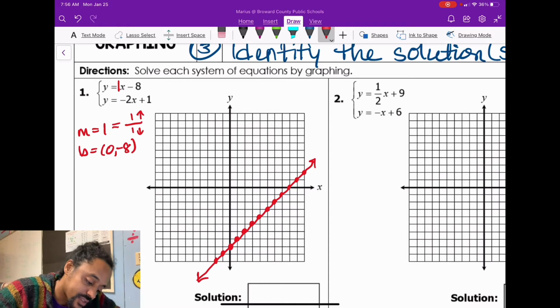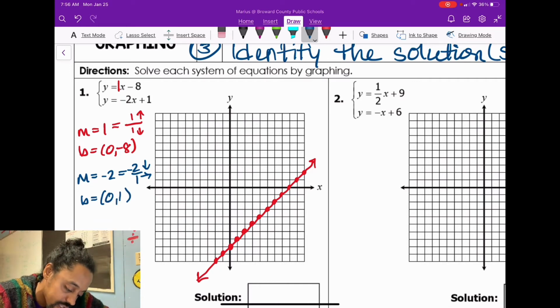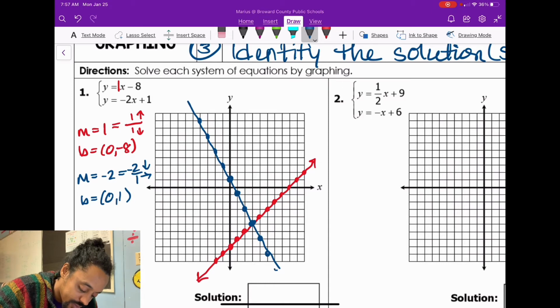Now the second equation, the slope is -2, which gives you -2 over 1, which is down 2, right 1. And the y-intercept is +1. So for the second equation, the y-intercept is +1, and then you go down 2, right 1, repeating that pattern. Now I can go ahead and draw that line. And I can also go backwards: up 2, left 1, up 2, left 1, up 2, left 1. Draw the line.